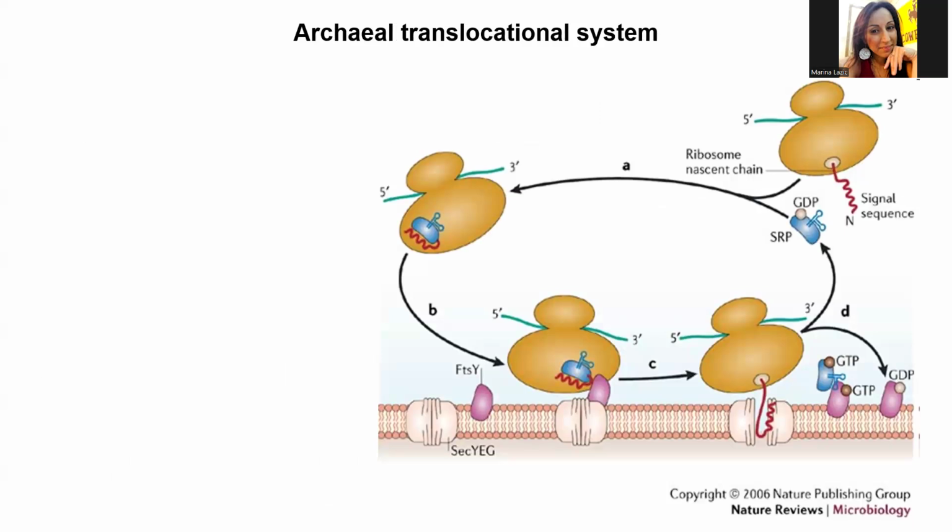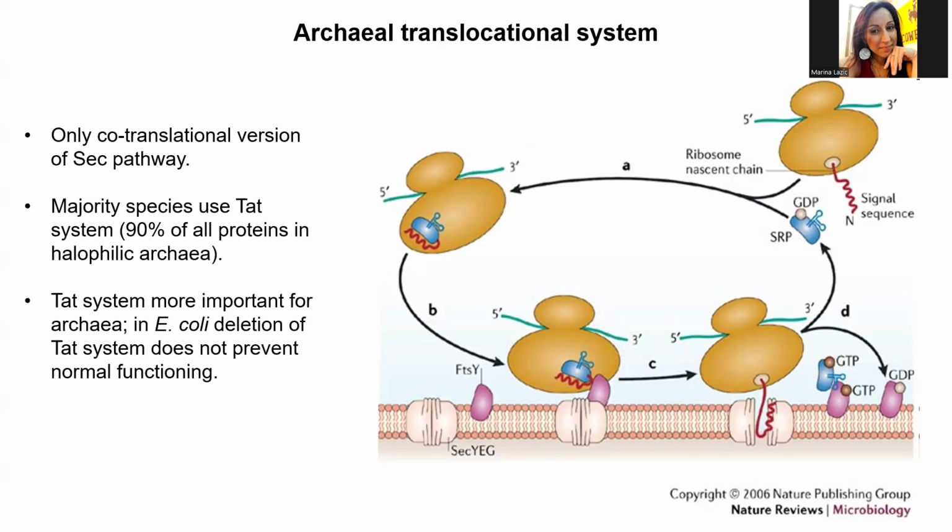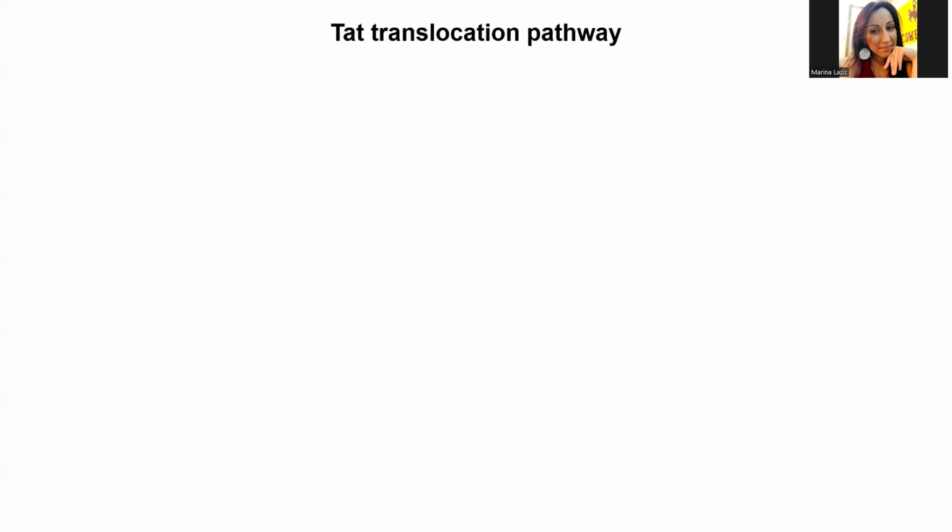Anyway, Archaea, as usual, I don't have much to tell you about Archaea. They have only the co-translational version of the Sec pathway, but the majority of Archaea species are using the TAT system, and I will talk about that in a few minutes. In E. coli, when you delete the TAT system, that doesn't prevent normal functioning, but for Archaea it needs to be present because Archaea are mostly using this TAT translocation system.